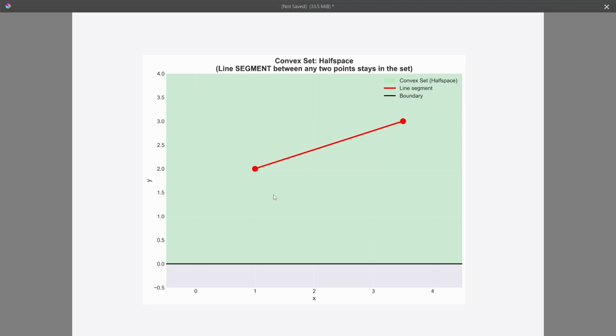In the same picture as before, we can see that the half space is actually convex because you pick any two points, and obviously the line segment is going to be in the set as well. So half spaces are convex but not affine.